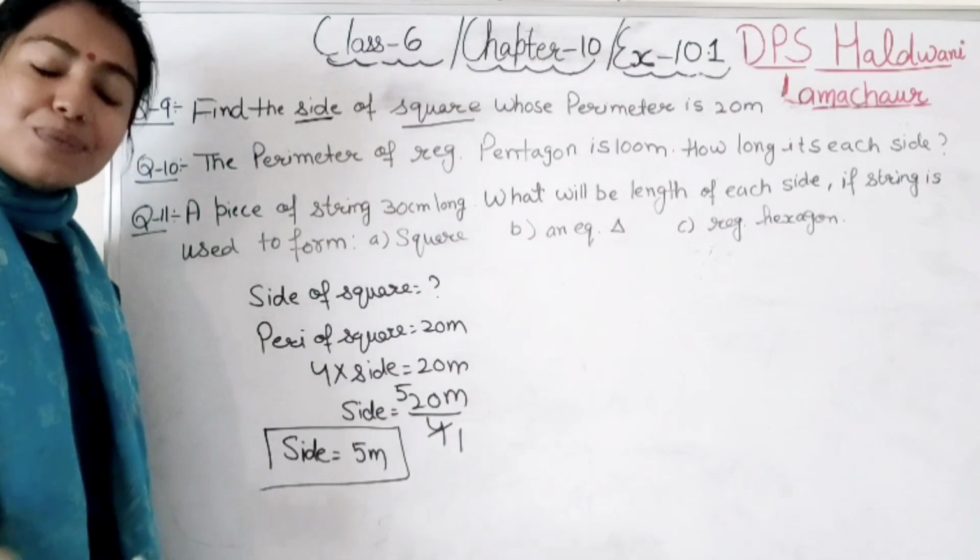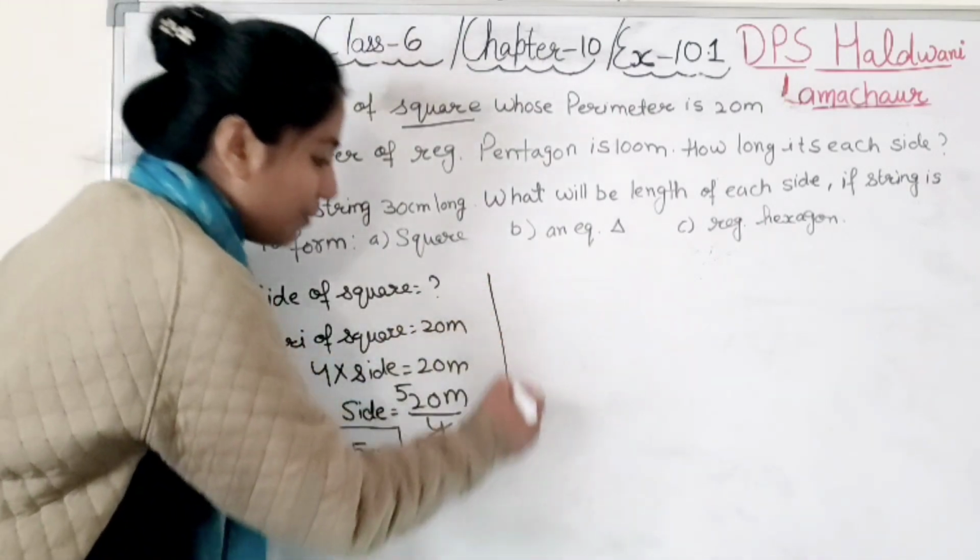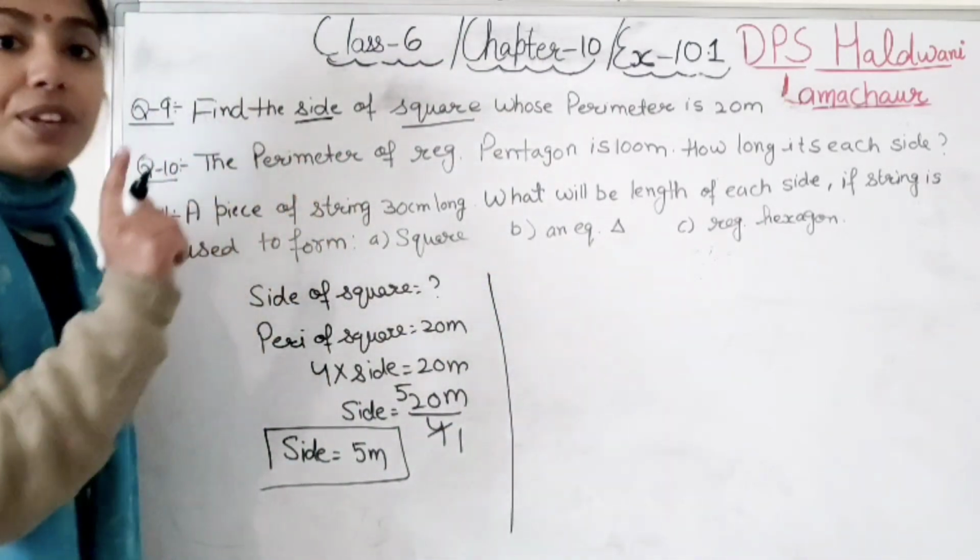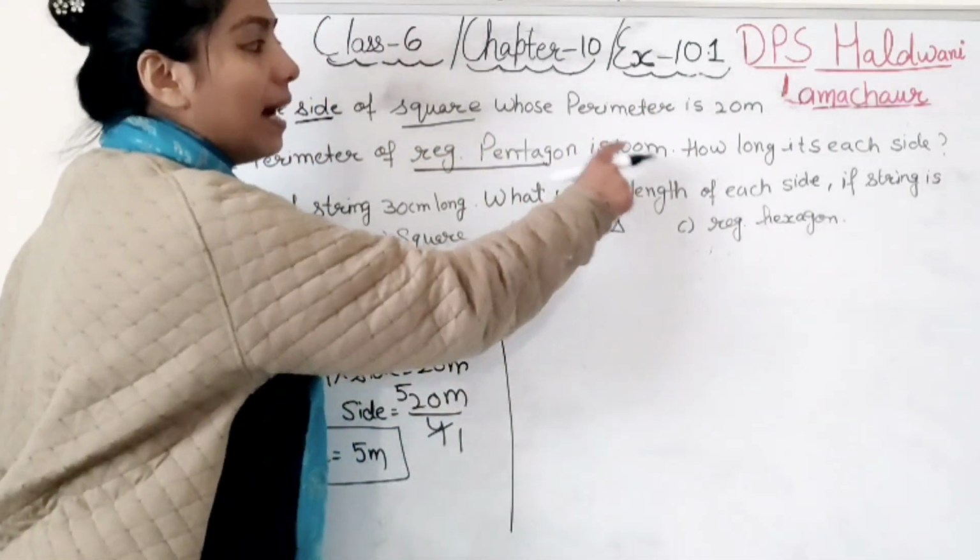You can cross check also. It's a very simple question, student. Right? Now see the next question. The perimeter of a regular pentagon is 100 meter.